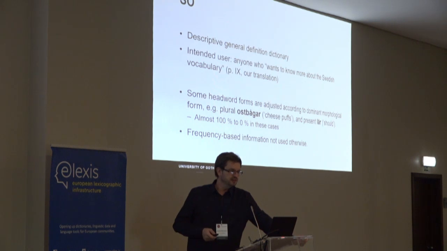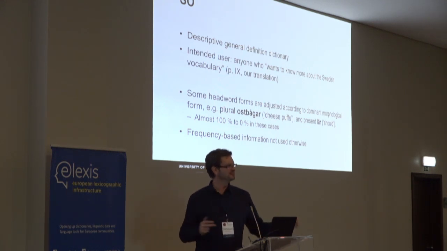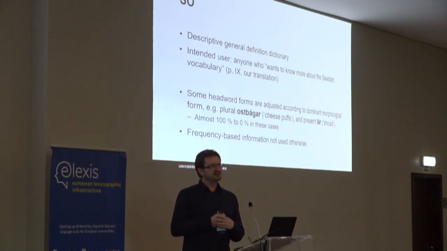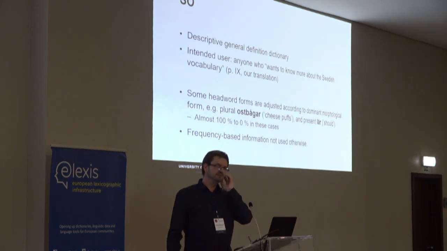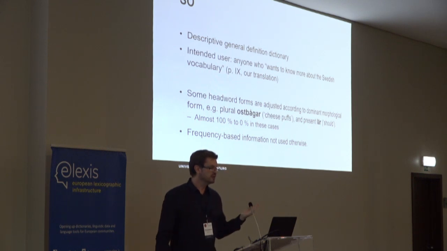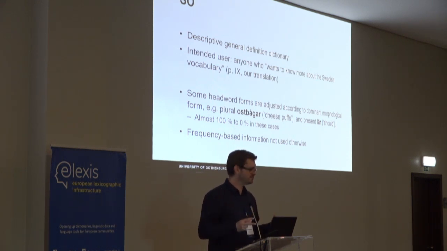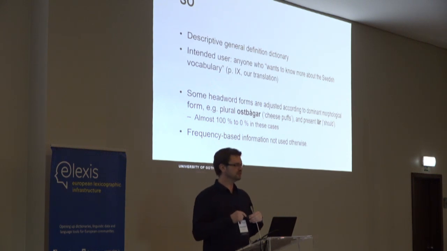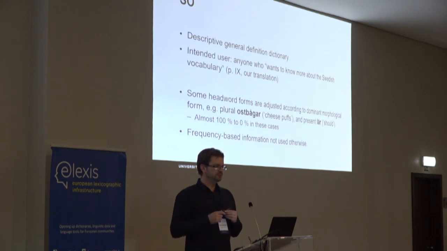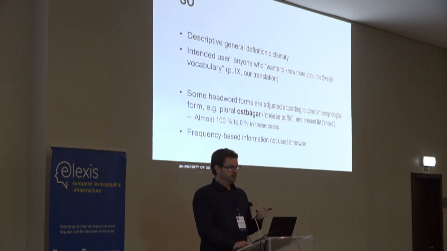So SO is a descriptive general definition dictionary with the intended user being anyone who wants to know more about the Swedish vocabulary. And that's a very wide span, I think. It has some frequency-like information, in the sense that some headwords are in, for example, the plural form. So, for example, the plural ostbågar, meaning cheese puffs, that's the headword form and not cheese puff. And also, as you know, modal auxiliaries are often defective when it comes to inflection, and the same goes for the present-only form, lär, meaning should in English. If you look them up, you must use these forms or be referred to them by links. But otherwise, frequency-based information is not used.